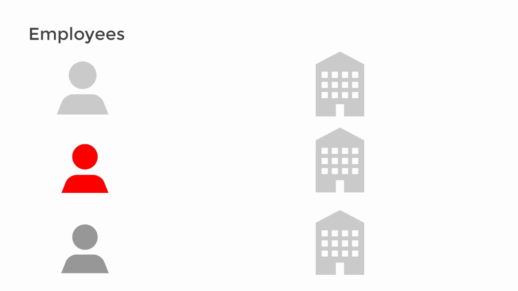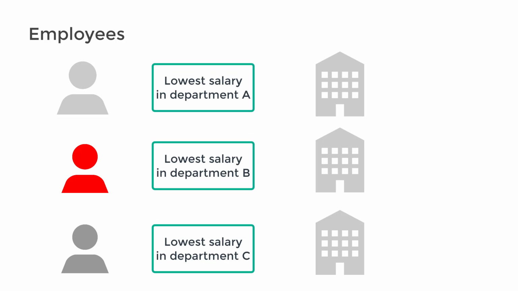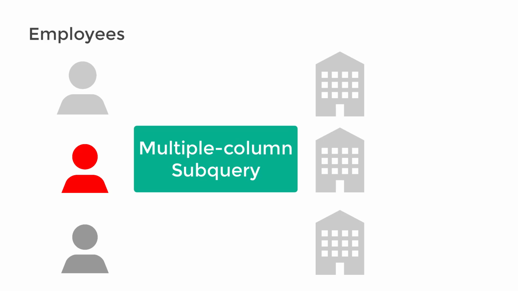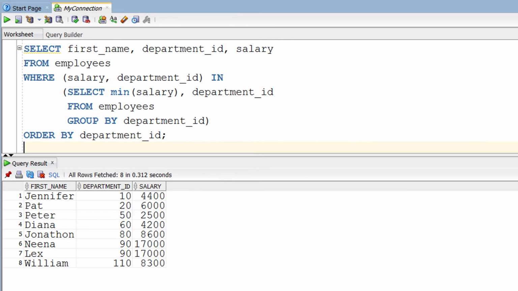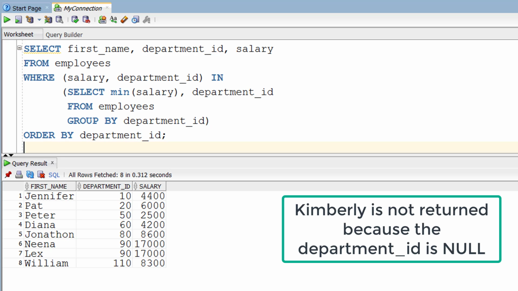Suppose Alice wants to display a report of all employees with the lowest salary in each department. To achieve this, you can make use of a multiple column subquery in which the subquery returns more than one column. The SQL statement can be written as shown. The inner query is executed first and it returns the lowest salary and the department ID for each department. The main query block is then processed and uses the values that were returned by the inner query to complete its search condition. Note that the employee with the first name Kimberly is not returned in the result because the department ID for the employee is null.